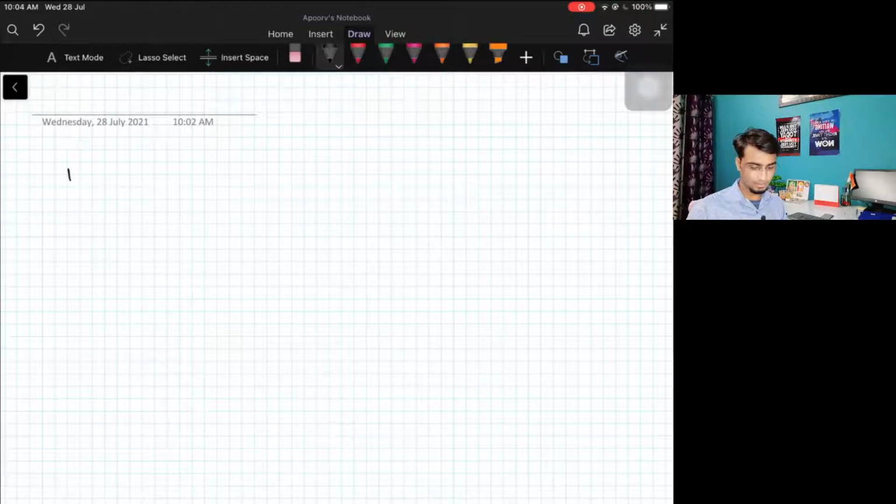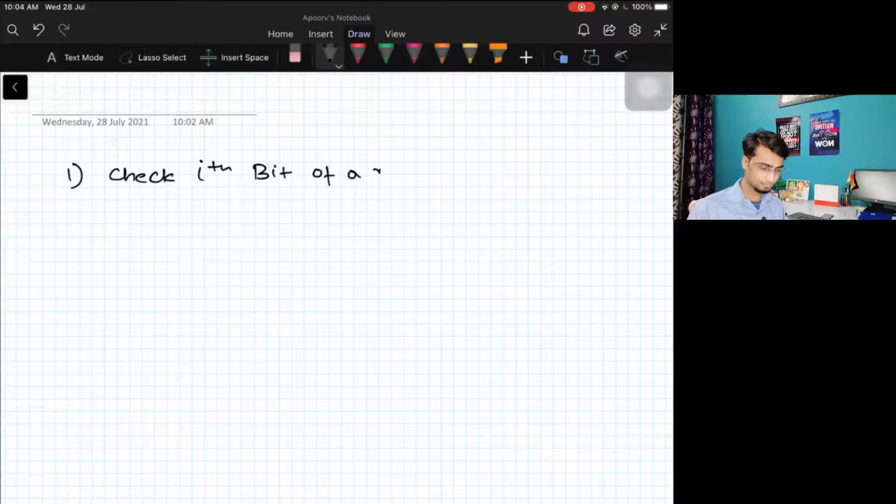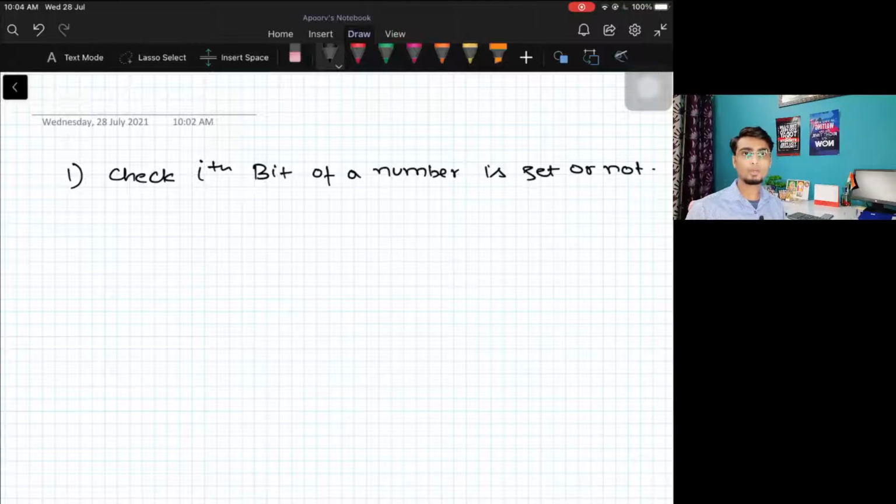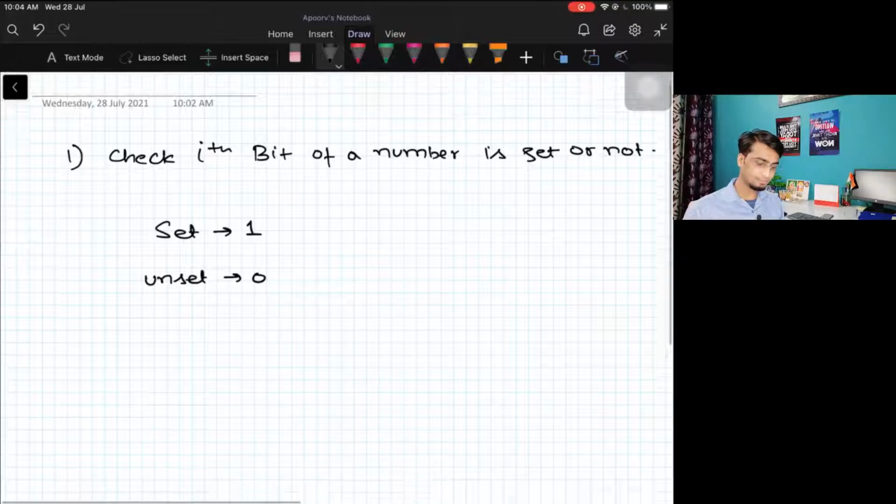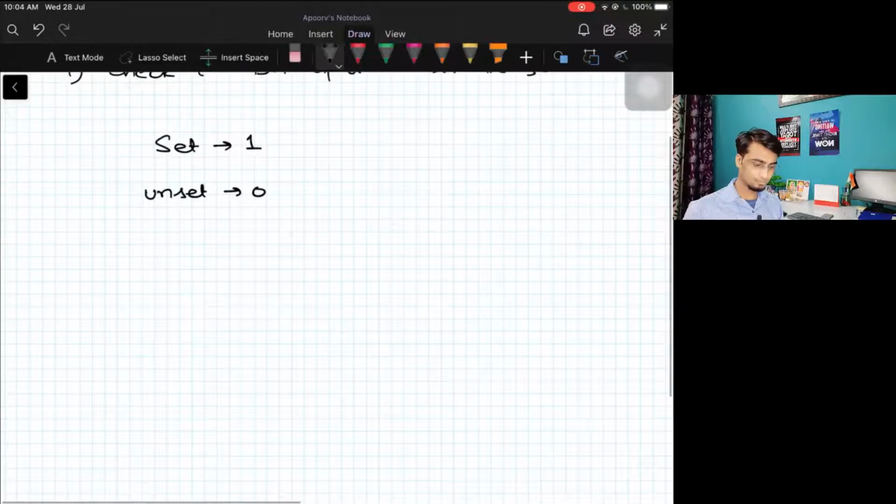Problem number one is check whether the ith bit of a number is set or not. So basically, by saying set, what do I mean? Set means 1, unset means 0. Okay. Now let's see the input and output.